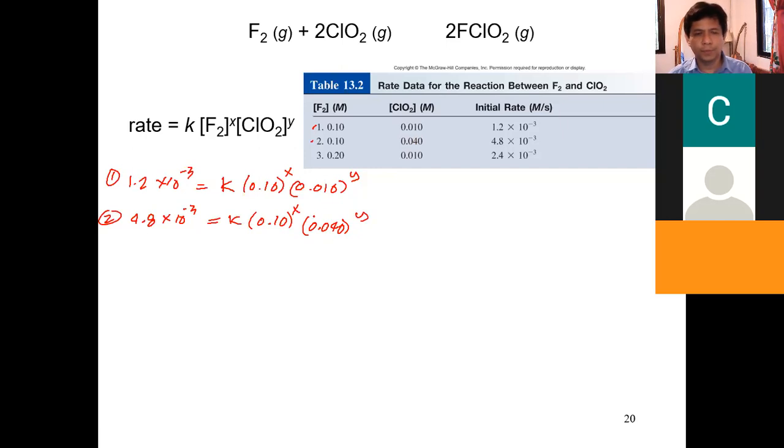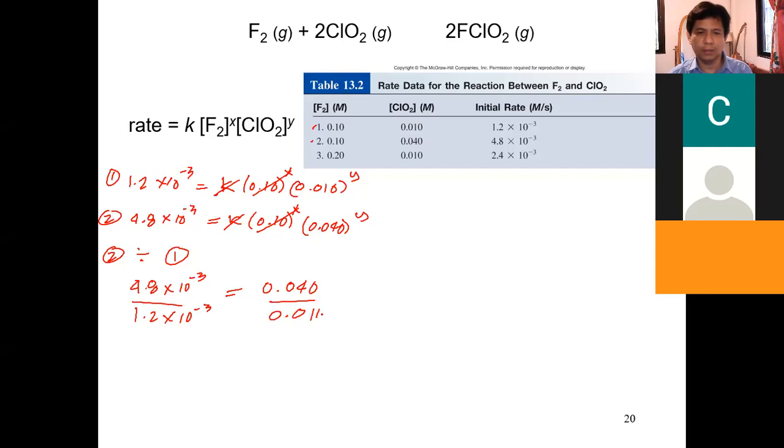Okay. So basically pag dinivide nyo itong dalawa, halimbawa equation 2 divided by equation 1, ang mangyayari, you will have about 4.8 times 10 to the minus 3 divided by 1.2 times 10 to the minus 3. Tapos as you will notice, the K and the 0.10 to the X will cancel out. Ano? Magka-cancel out lang itong dalawa. So ang matitira na lang dito sa left side would be 0.04 divided by 0.010. Tapos this will be raised to Y.